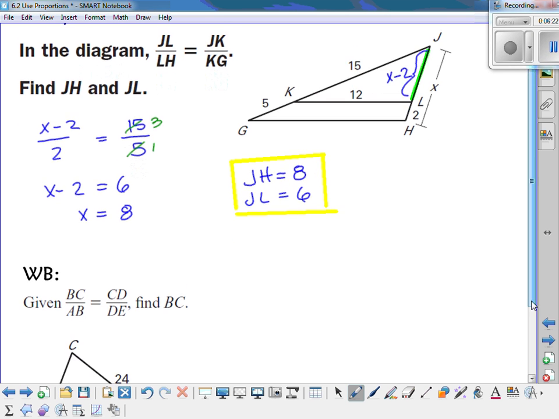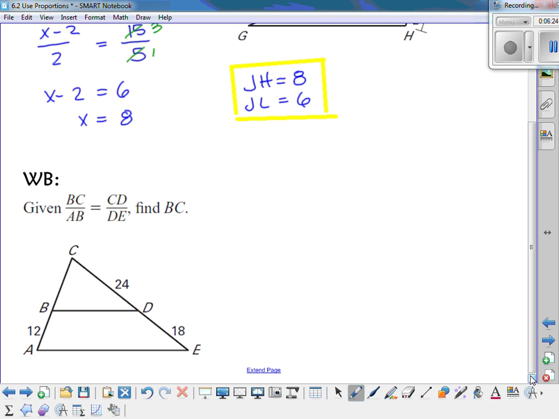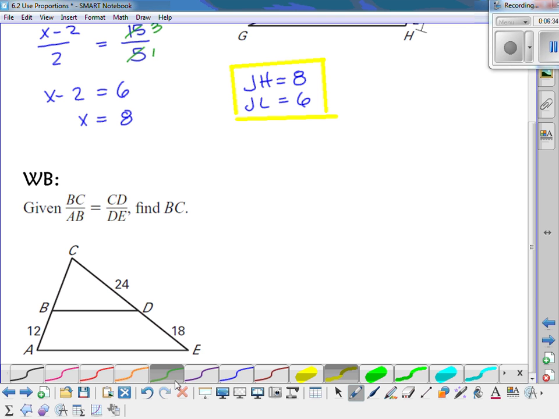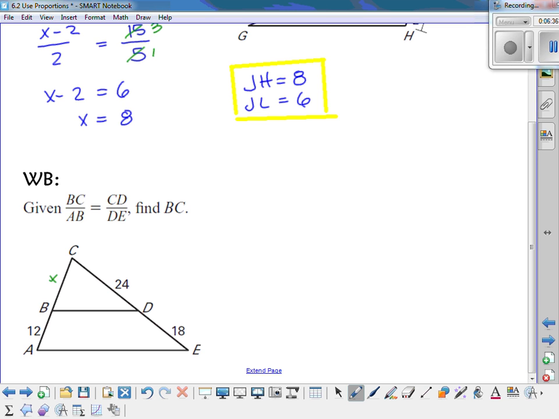So here's a chance for you to try one on your own. We're given that BC over AB is equal to CD over DE, and we're going to find BC. So I'll go ahead and let that be X. So set up a proportion and solve it. Pause the video now.